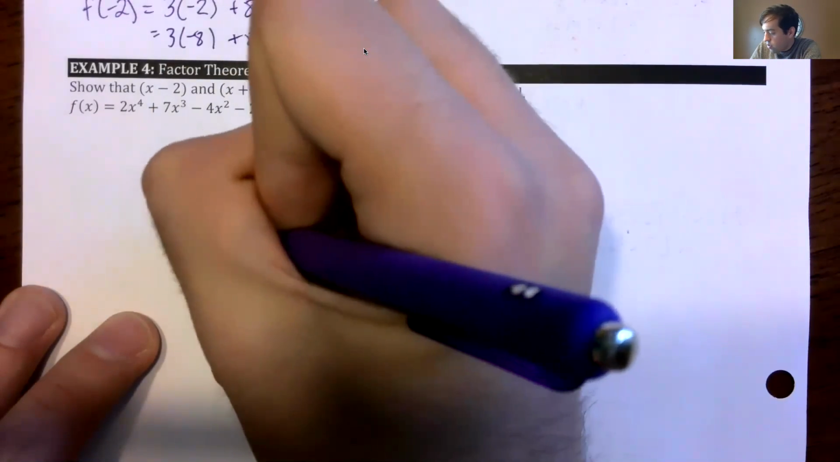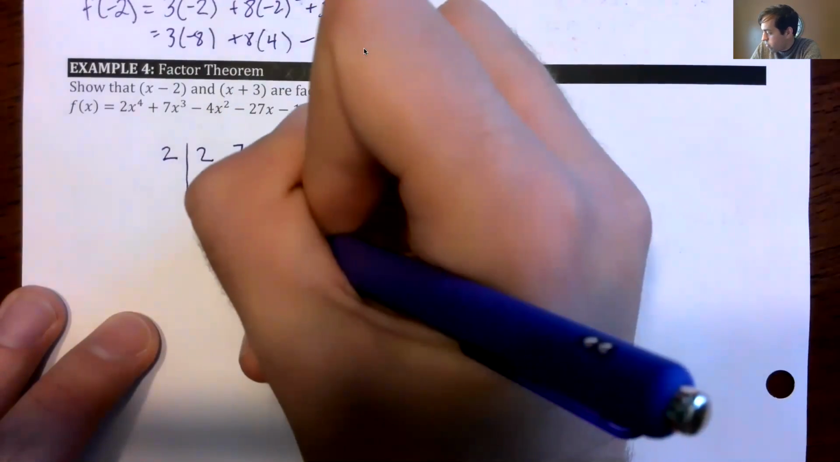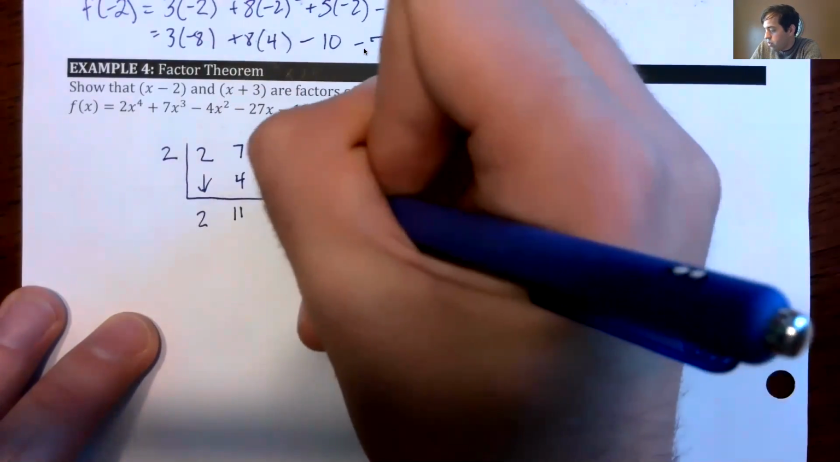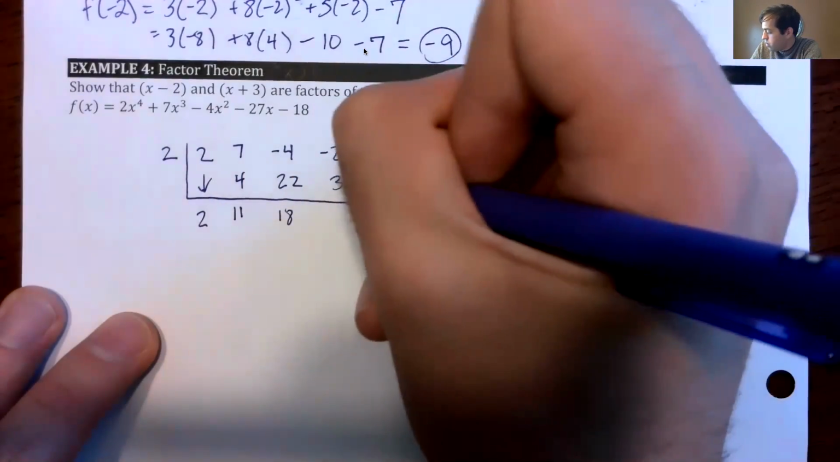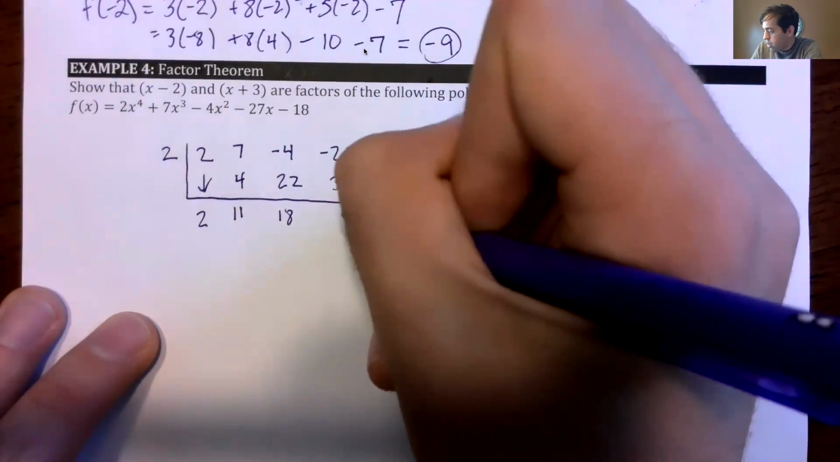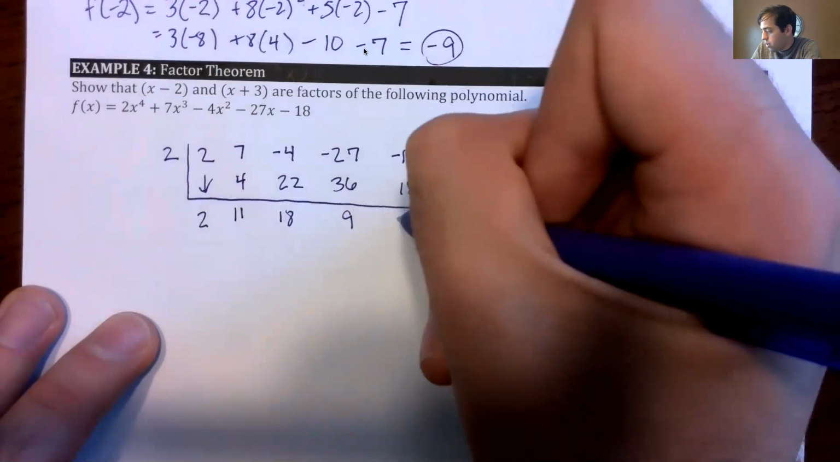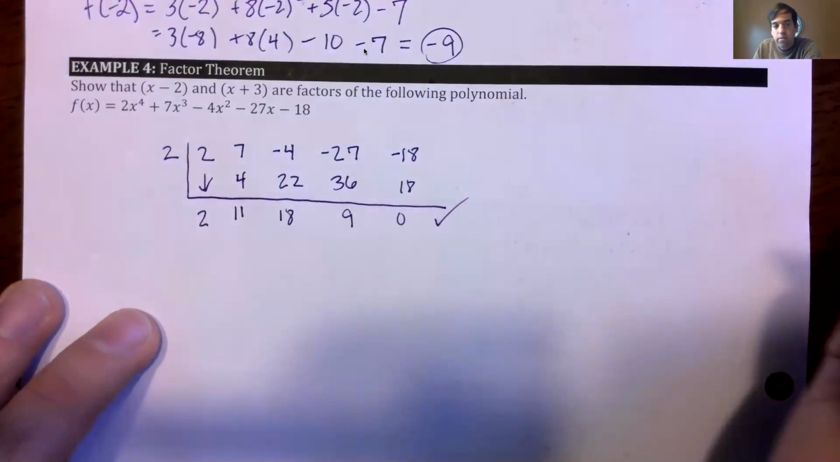We end up with 2 times 2 is 4. 7 plus 4 is 11. 11 times 2 is 22. Minus 4 is 18. 18 times 2 is 36. Minus 27 is 9. 9 times 2 is 18. Good news. We got a remainder of 0, right?